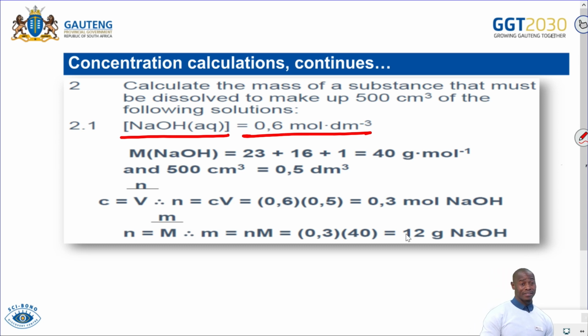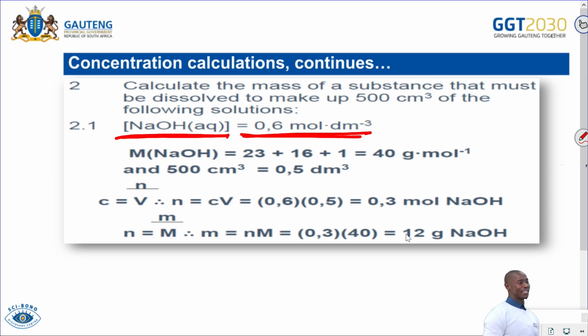It is the dilute solution of sodium hydroxide. Why am I saying it's dilute? Look at the concentration, it is less than 1. So it's a dilute solution of sodium hydroxide, which means that this solution contains a small amount of sodium hydroxide in proportion to the volume of water. So it's dilute because its concentration is less than 1.